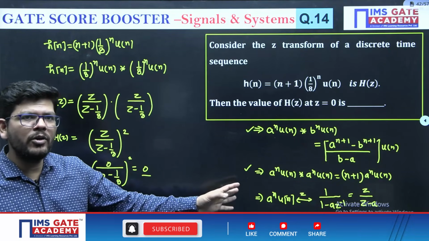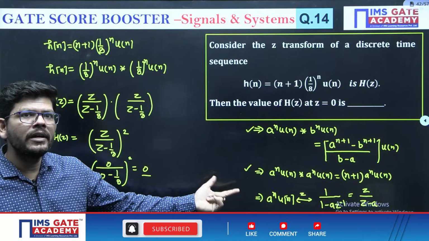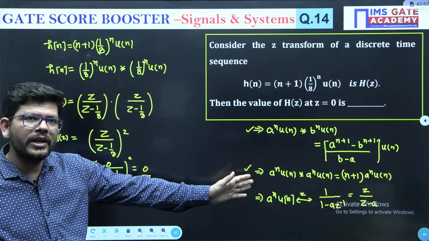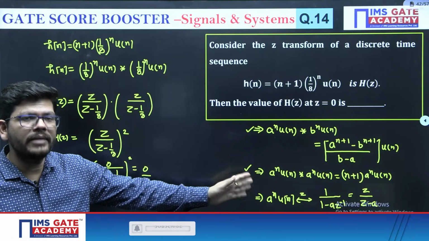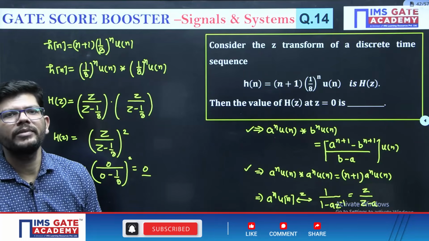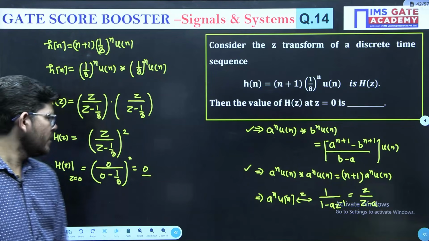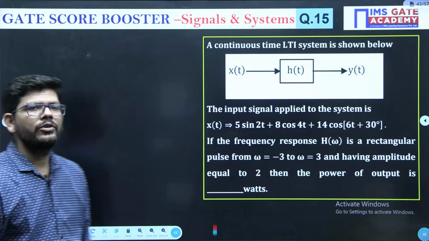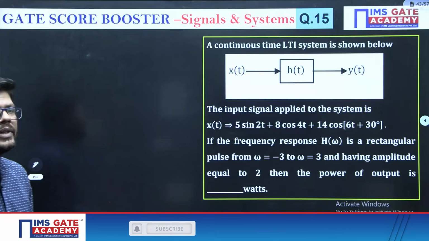In continuous time also, I had a question related to that. There also I told you what is going to be the convolution of these two results in continuous time. In discrete time also, I have a question through which this concept is revised, and that is the objective of the GATE score booster series. Have a look over this question.